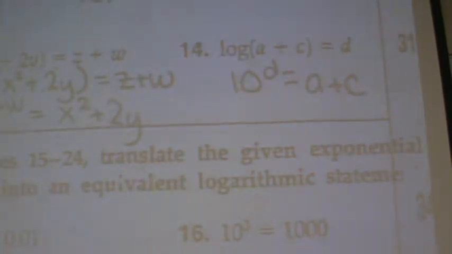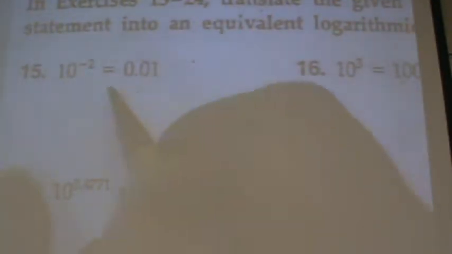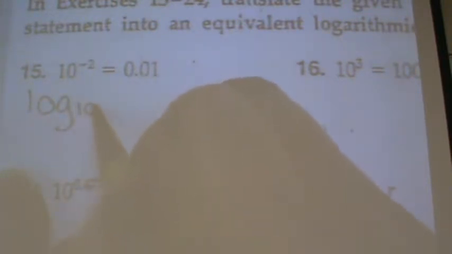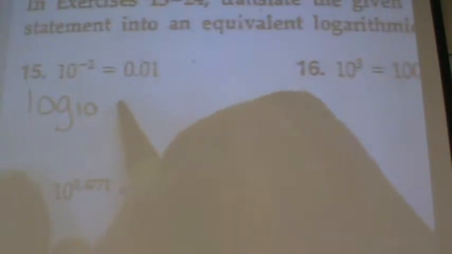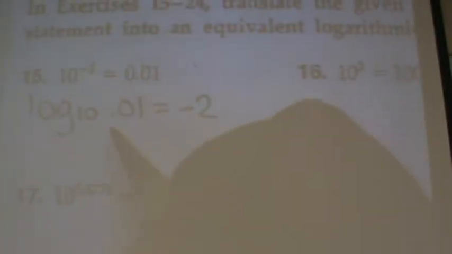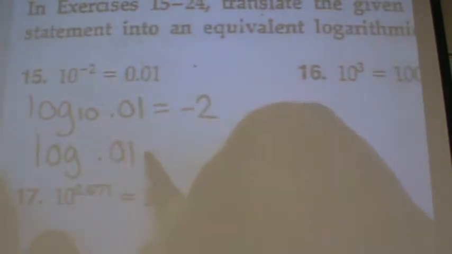Questions? Okay, now, since we're on a roll, let's do up to 24 here. Now, these problems are in exponential form. They want you to write these in log form. So this is going to be the log, the base is 10. You're going to put 0.01 here, and you have negative 2. Is there an easier way to write this problem? Absolutely, because it's base 10. All you have to do is write log of 0.01 equals negative 2.